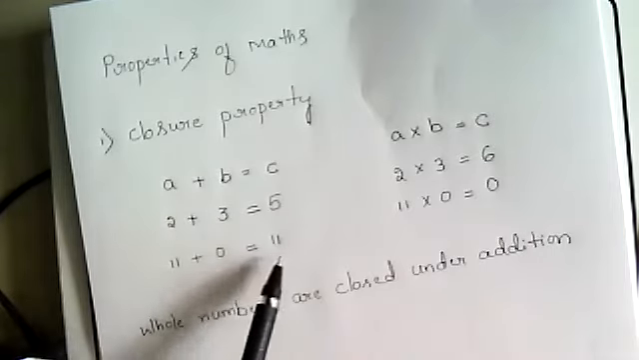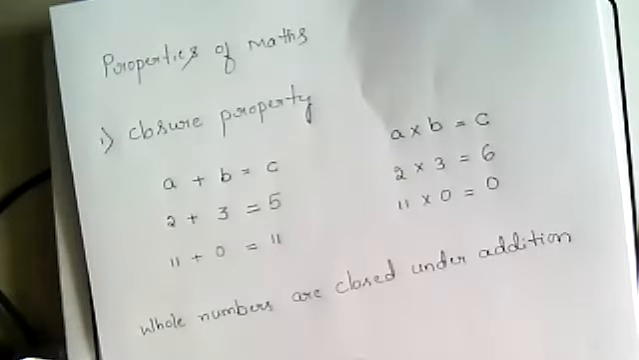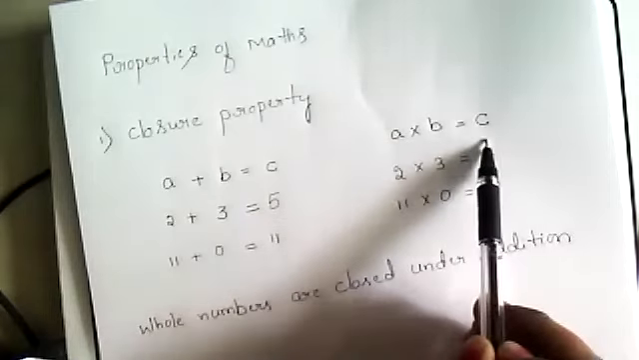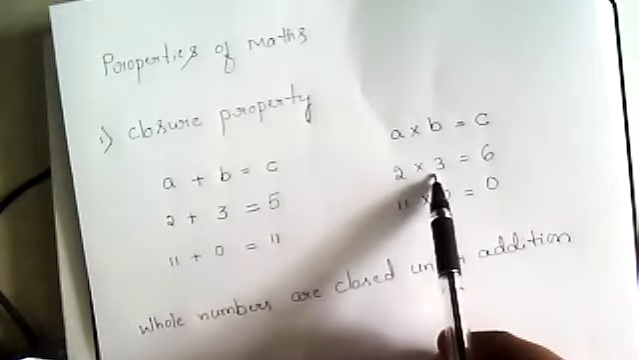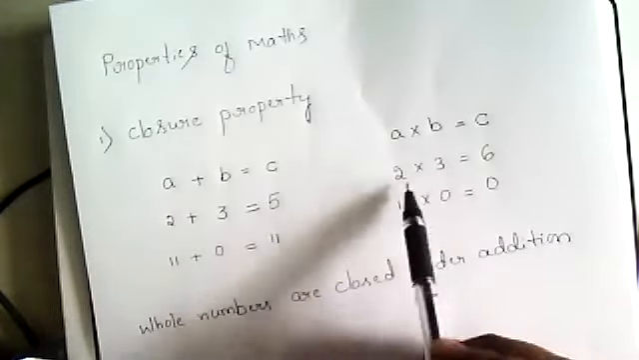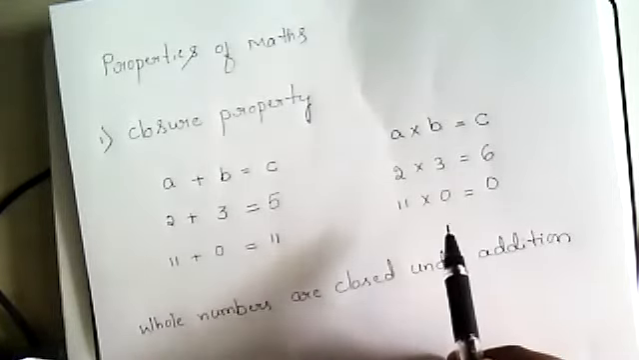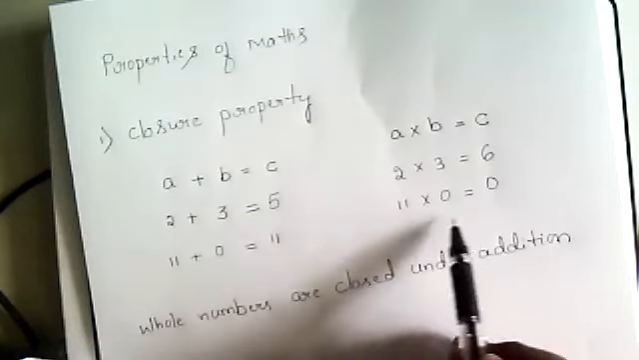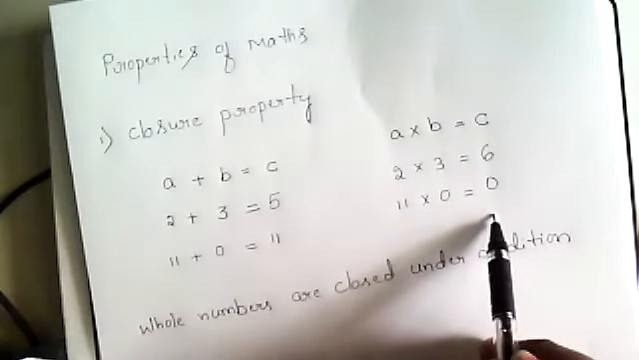11 plus 0 equals 11. So 11 and 0 are whole numbers. The answer is also a whole number. If I apply this rule for multiplication, A into B equals C. So 2 is a whole number, 3 is a whole number, 2 3s are 6. 11 into 0 equals 11 zeros are 0. We know that when we multiply any number by 0, always we'll get the result 0. Correct? Always we will get 0 as our result. So 11 zeros are 0. So 11 and 0 are whole numbers and 0 is also a whole number.